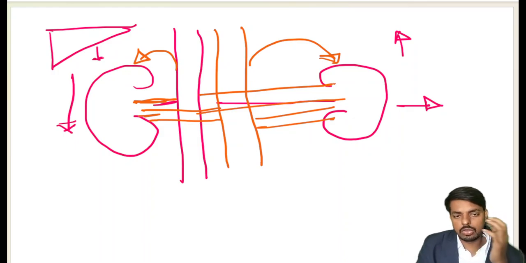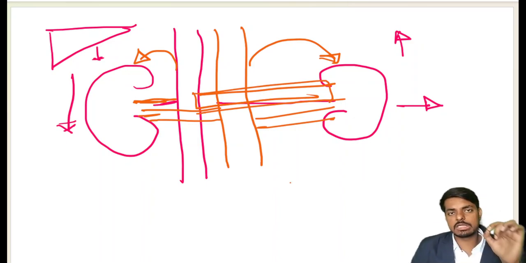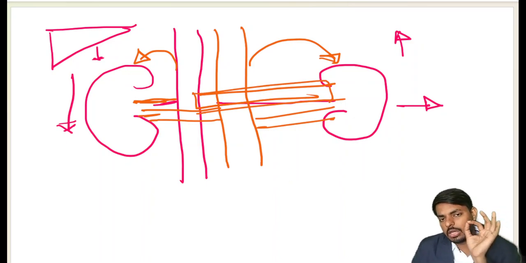So for kidney transplantation, ideally we need the long vein, in order to connect that vein to the implanted person's vena cava. So we need the long vein.